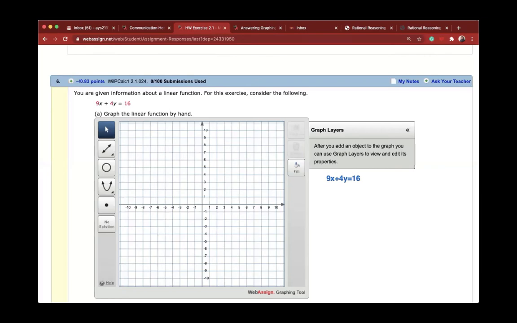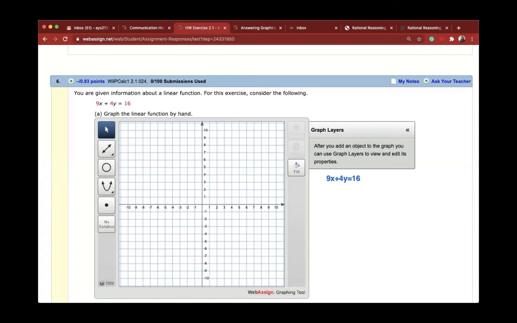Okay, everybody. So I was requested by a student to show you guys how to use the WebAssign graphing tool. For instance, I have this problem from section 2.1, problem number 6. When we're first given a function, we usually try to think about what function we are talking about. So for problem number 6, we're talking about linear functions.